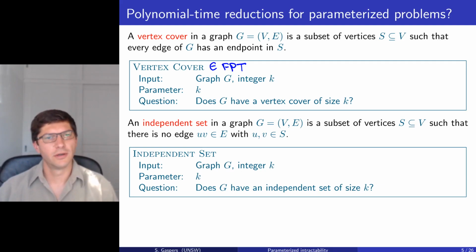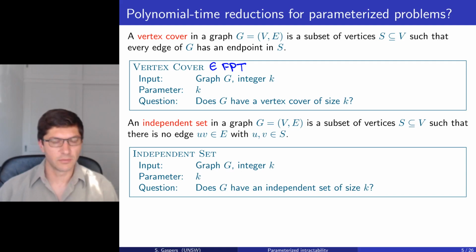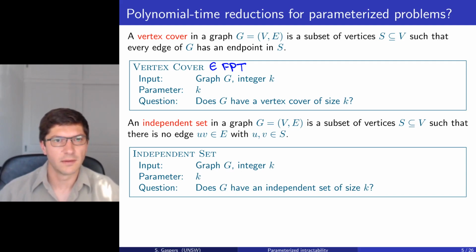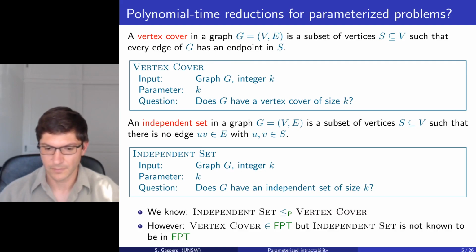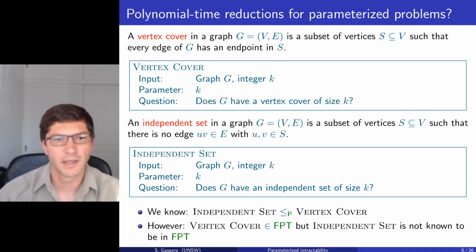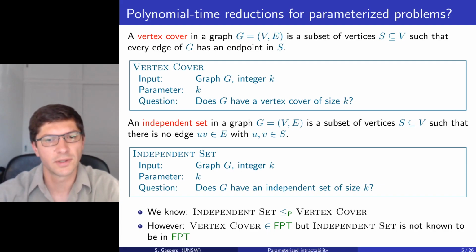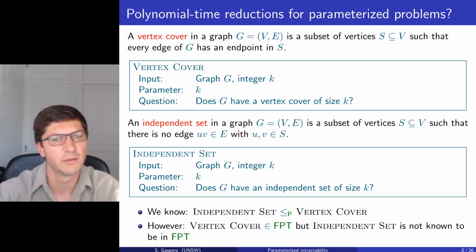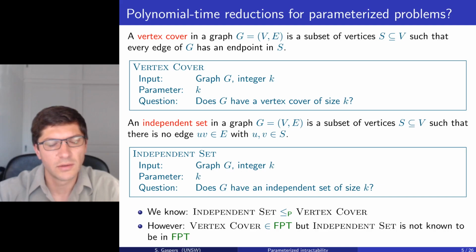So could we somehow show that independent set is maybe W1-hard? What tool do we have to show hardness? We have seen polynomial time reductions. But we know that there's a reduction in both ways. In particular, there's a polynomial time reduction from independent set to vertex cover. But we don't know whether independent set is FPT. So in polynomial time, we can take an instance for independent set, transform it into an instance for vertex cover, solve vertex cover, and this will then give us a solution for independent set. But what's the issue here? Why don't we think that independent set is FPT based on this reduction?